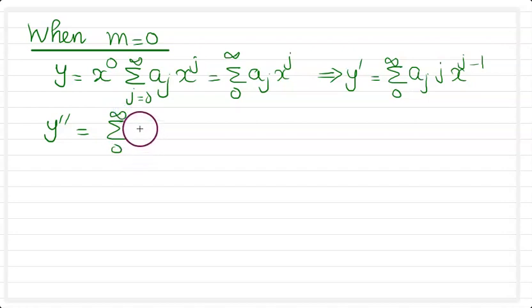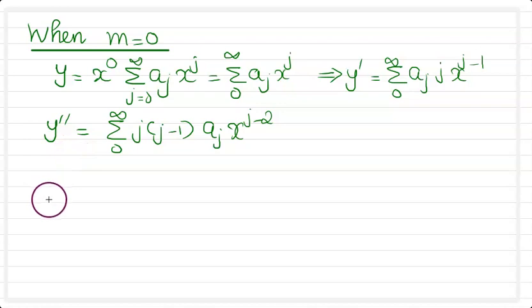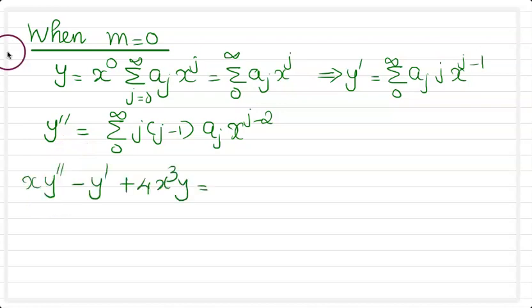to infinity j into the derivative of x^(j minus 1), which will be j minus 1 into x^(j minus 2), so j into j minus 1 into, there is the coefficient aj into x^(j minus 2). Now we substitute these power series into the given differential equation. We have x y'' minus y' plus 4x³ y equal to 0.